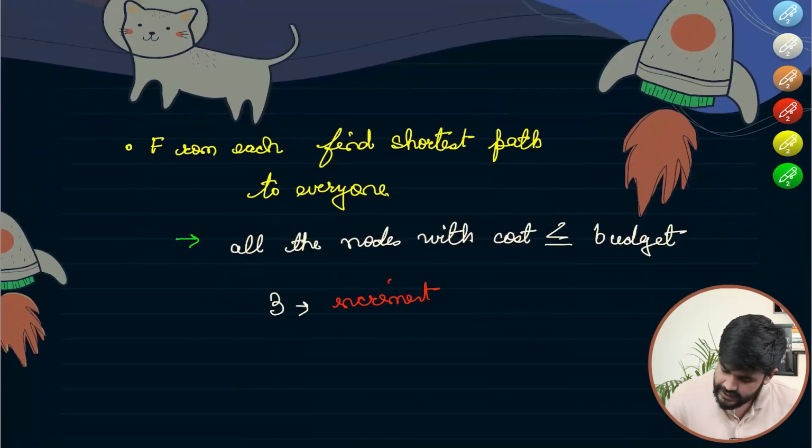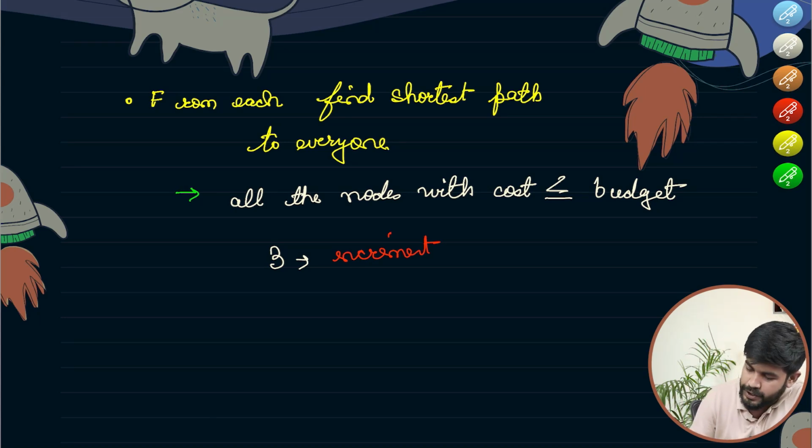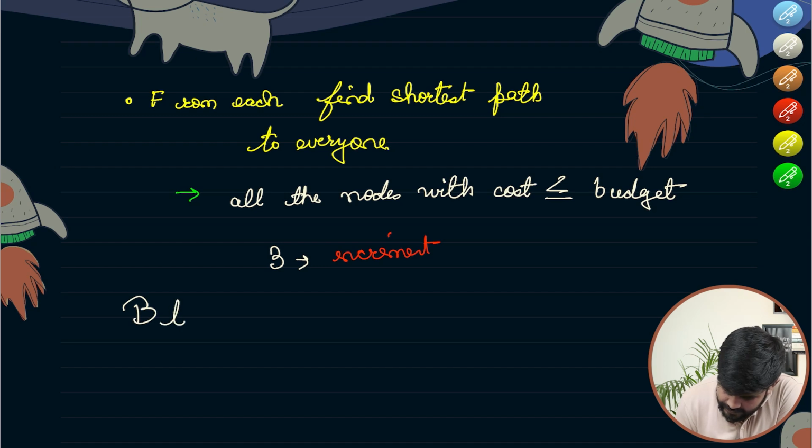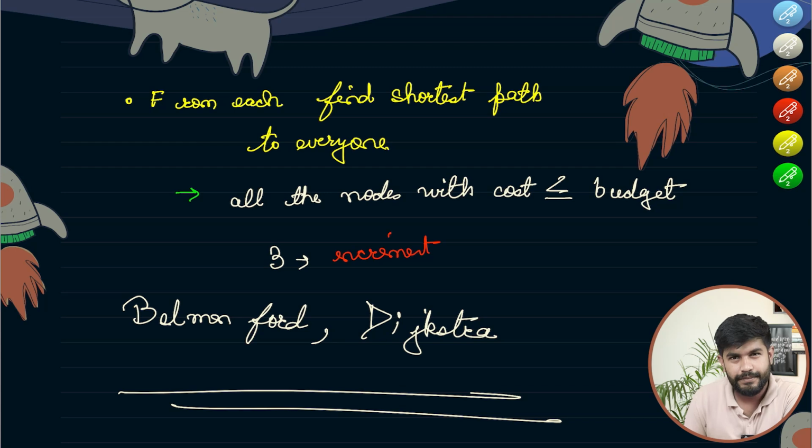Now, let us see if we can solve using this approach or not. What is the algorithm to find shortest path in a directed graph? The algorithms to find shortest path in a directed graph are 2, that is the Bellman-Ford and Dijkstra. These are the 2 algorithms we have.